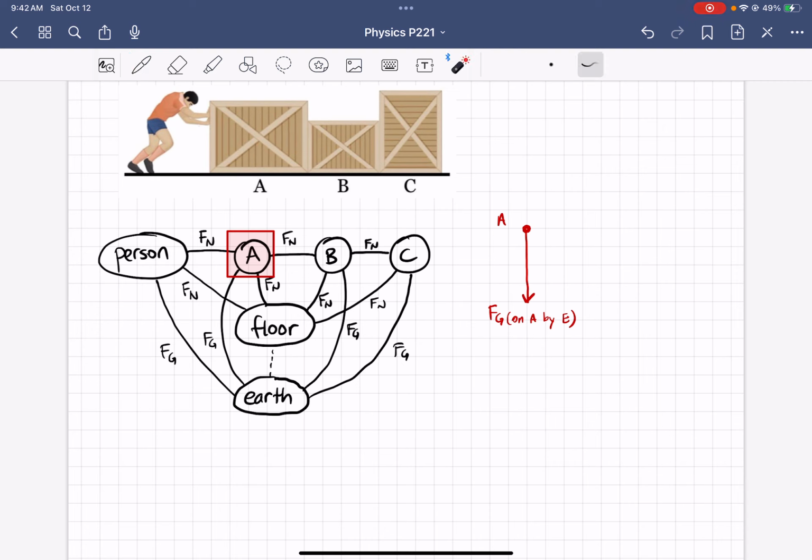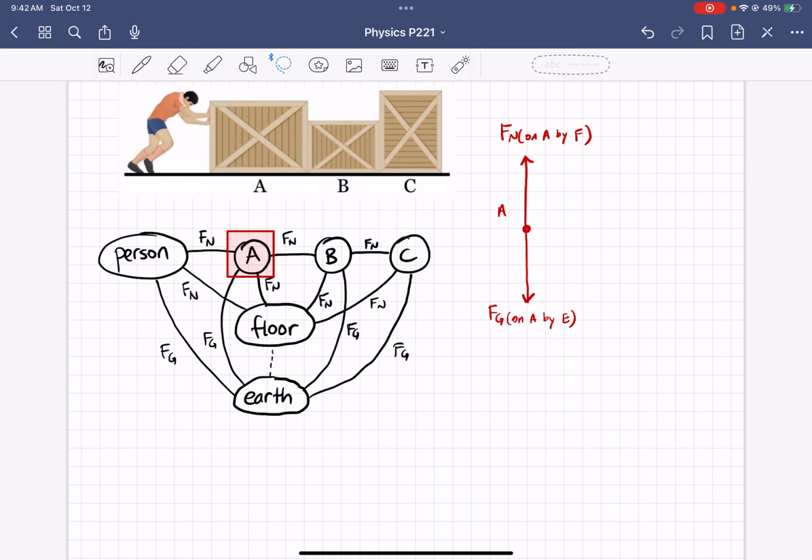The normal force on A by the floor points up, and that has to be balanced to the gravitational force since the box is not accelerating in the vertical direction. Now we don't actually know what's happening in the horizontal direction here. The person could be pushing the boxes at a constant speed, or the boxes could be accelerating. Let's suppose everything is sort of speeding up to the right here. So there's an acceleration in this direction. That means there has to be an excess force in that direction acting on all of the objects.